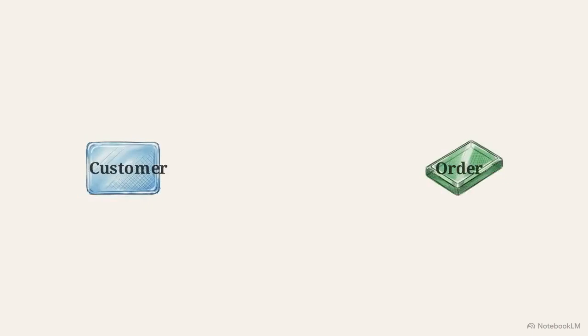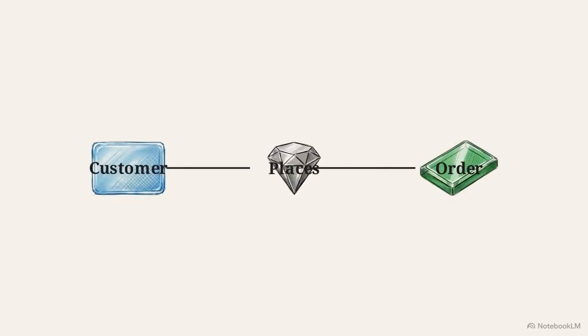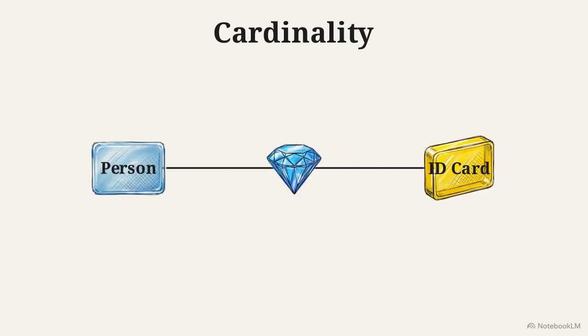Data becomes useful when these subjects interact. When a customer places an order, we represent that connection with a diamond. This shape tracks the relationship between subjects. These connections follow strict rules, called cardinality, defining exactly how many times subjects can link together. Some links are one-to-one. For every one person, there is exactly one unique ID card. The system ensures that one card can't belong to two people.